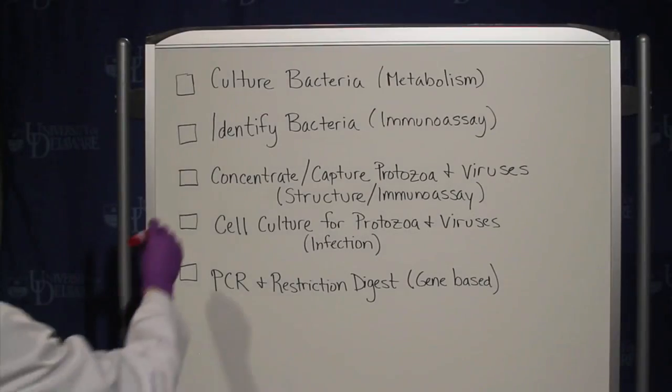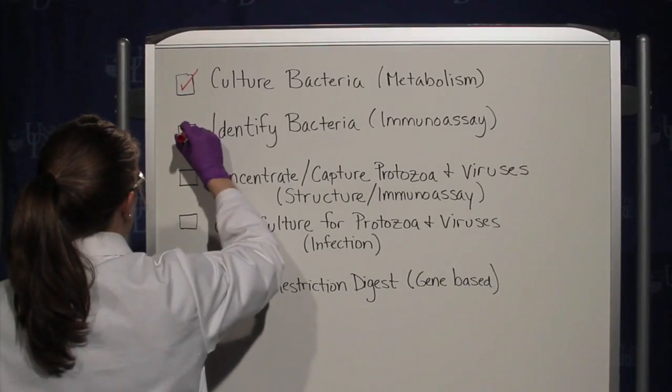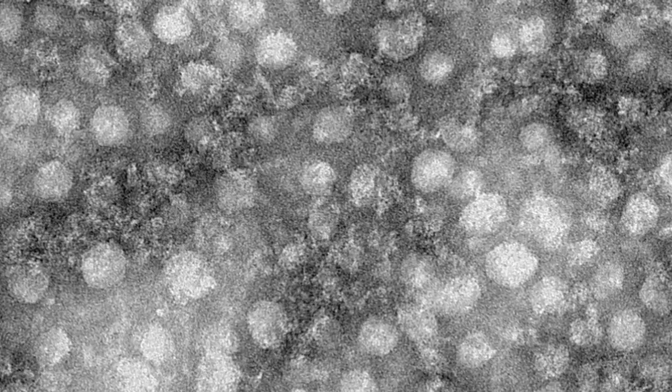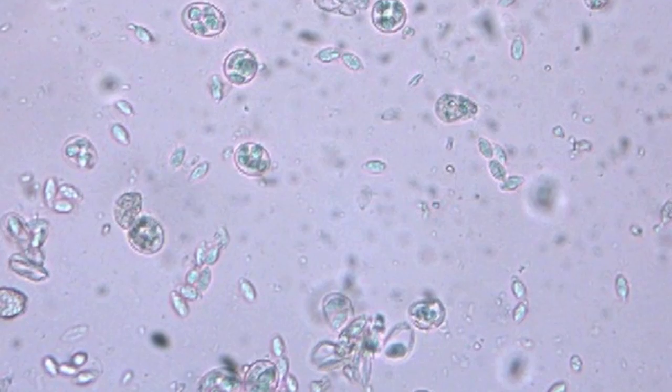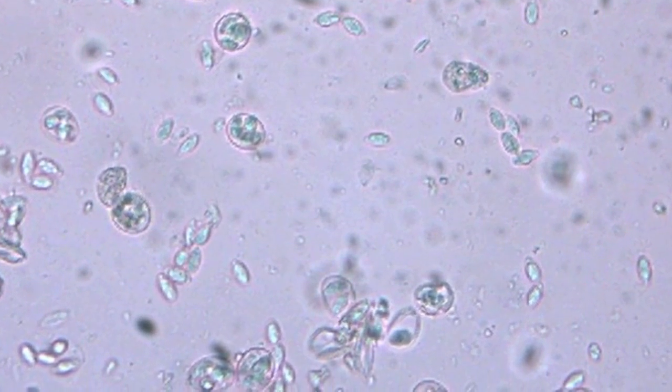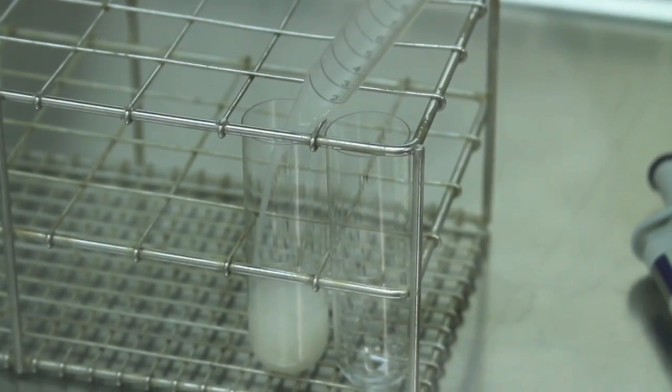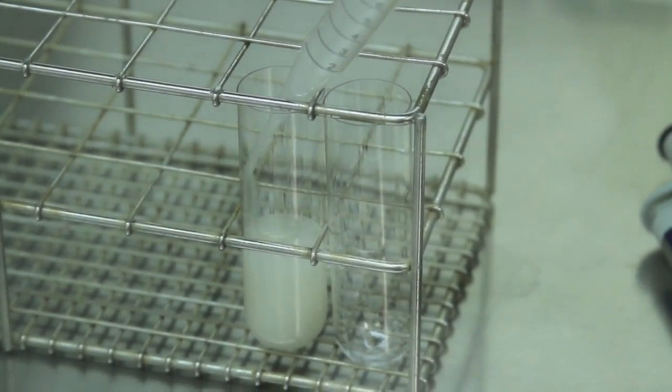We have cultured bacteria and confirmed their identity by immunoassay. But what about protozoa and viruses? Since they don't grow and multiply in food, we must use different strategies to recover them from our samples. One method to recover protozoa and viruses is to concentrate and then separate them from the rest of the sample.